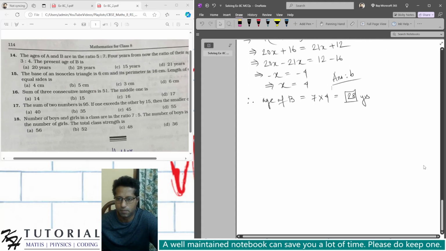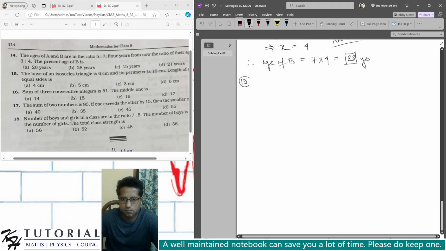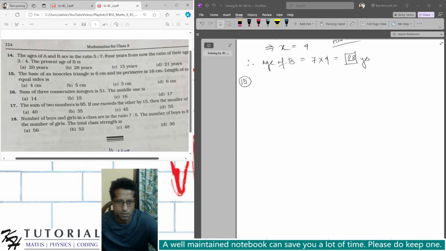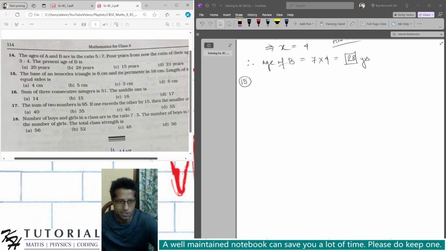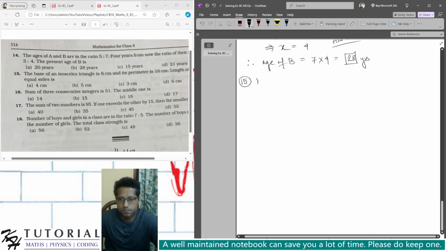Okay, let's do problem number 15. The base of an isosceles triangle is 6 centimeter and its perimeter is 16 centimeter. The length of each of the equal sides is? Let the length of each equal side be x centimeter.